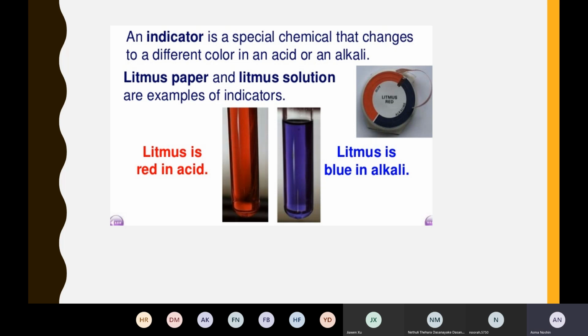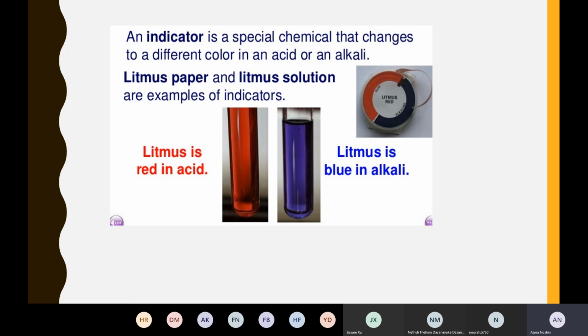To check it out, we have two things. We have an indicator to check whether the compound is acidic or alkali, and along with this, we use litmus solution. Both are used to check whether the compound or the solution given to you is acidic or basic. So remember, for acidic, the color should be red. For alkali, the color should be blue.